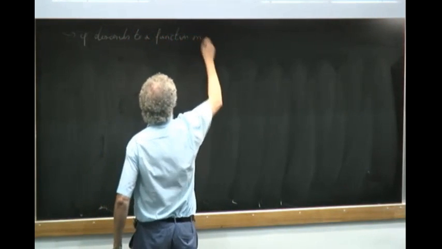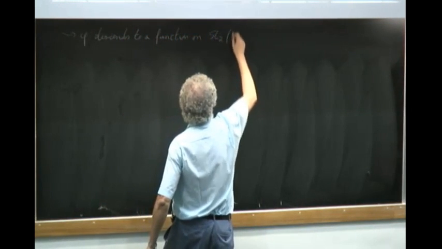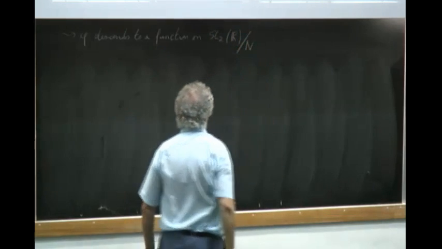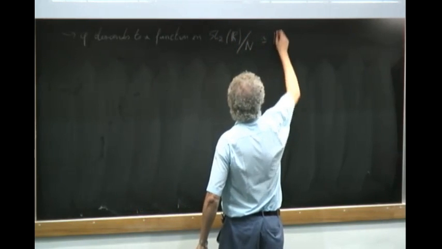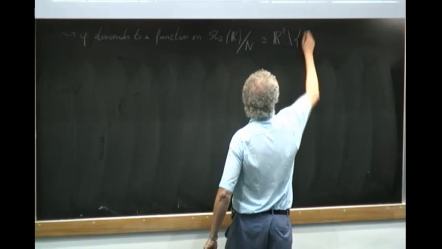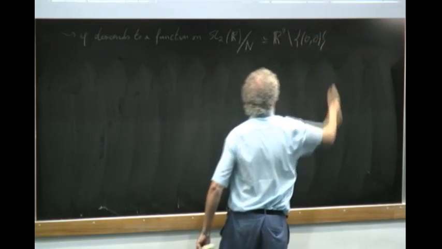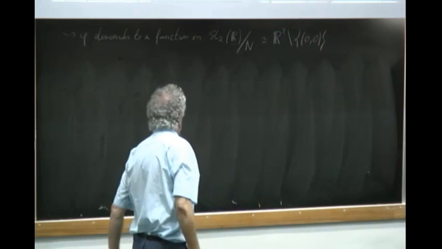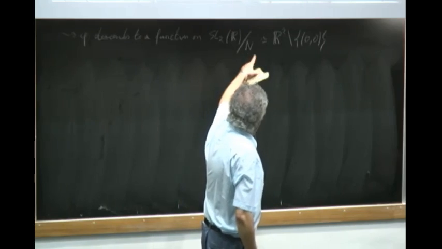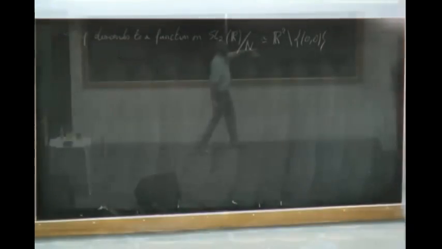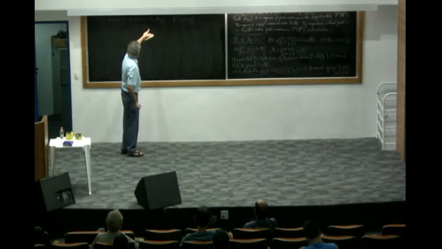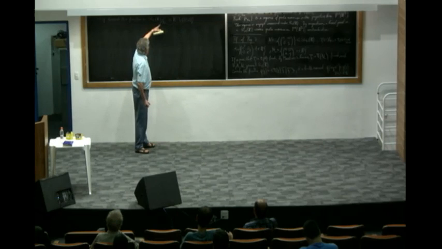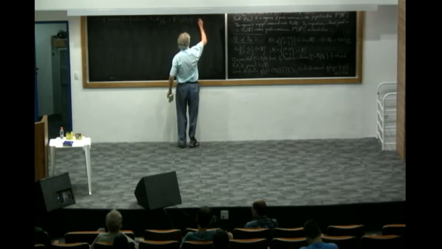on SL2R modulo n. But what is SL2R modulo n? It's R2 minus the origin, because n is exactly the stabilizer of the first basis vector. And this is an equivariant homomorphism for the left action of SL2R. So this is SL2R equivariant.